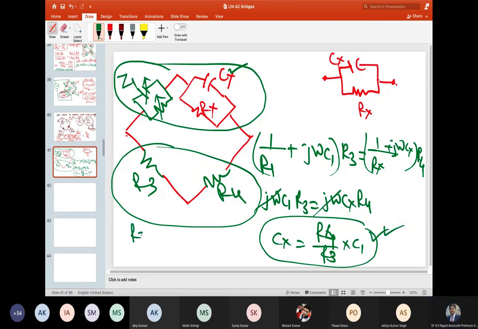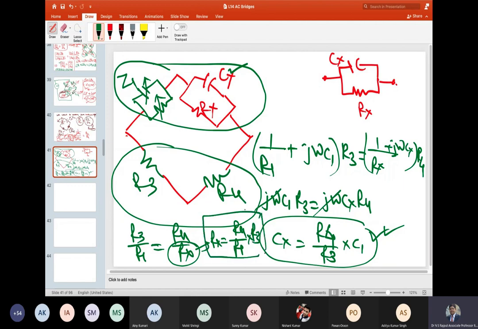Similarly, R3 by R1 will be equal to R4 by Rx. So Rx is your R4 by R1 into R3, right? So we wanted to know what is Cx and Rx, unknown capacitance and resistance. So this is how we can measure this part.